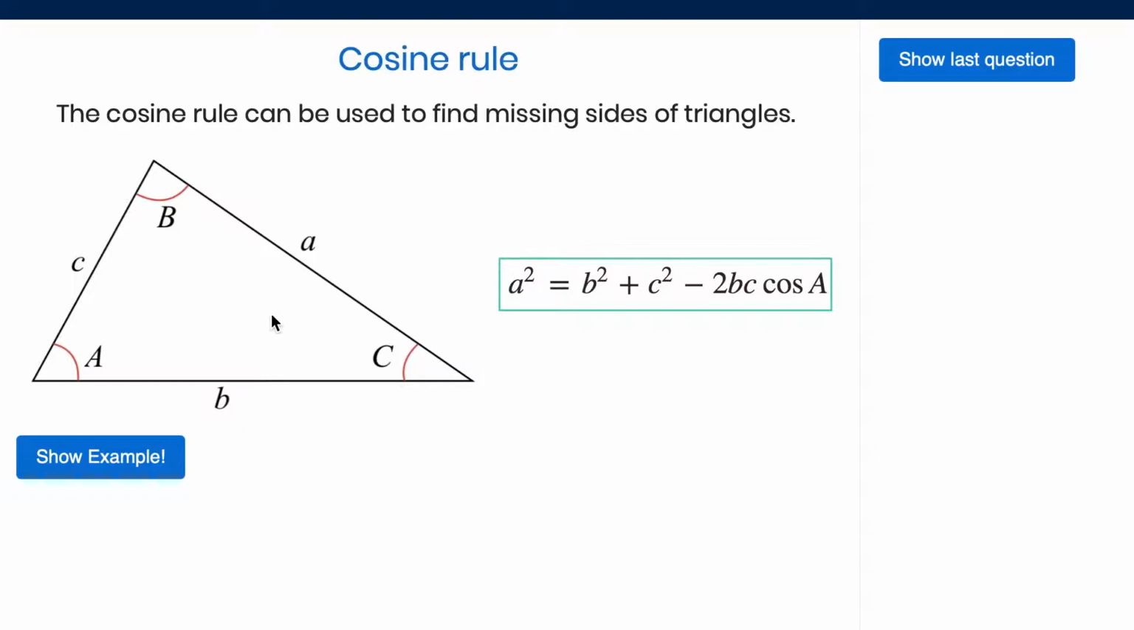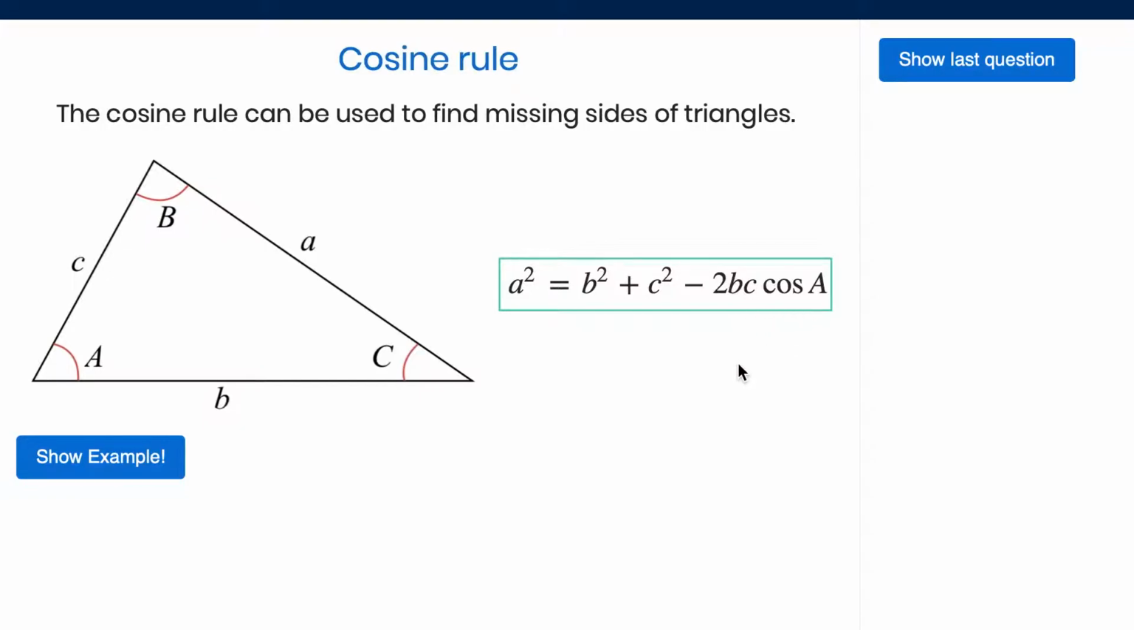Okay, so for any triangle with angles capital A, B and C, and opposite sides small a, small b and small c, we have a special formula known as the cosine rule, which is given as a squared equals b squared plus c squared minus 2bc cos A.